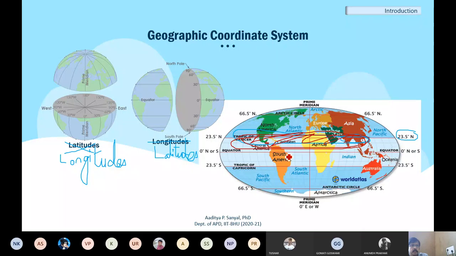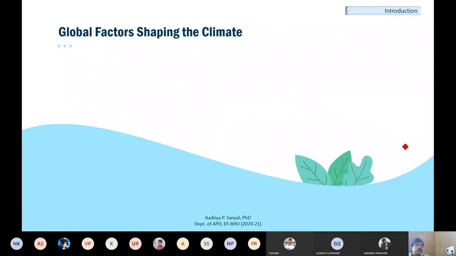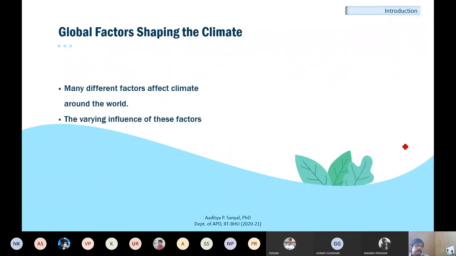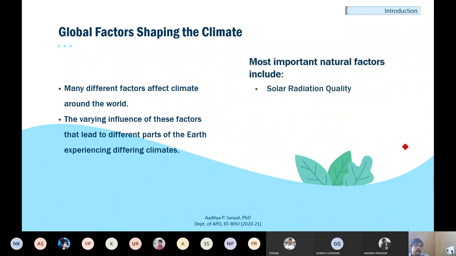Now, mark this location here. Okay, this part, the Tropic of Cancer, this zone, and mark this zone here. Just keep it in your mind.